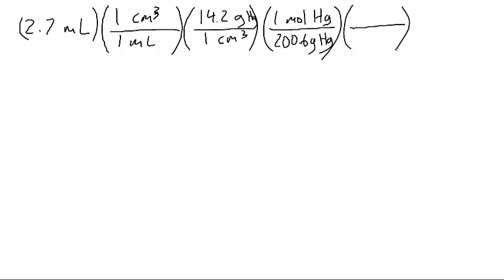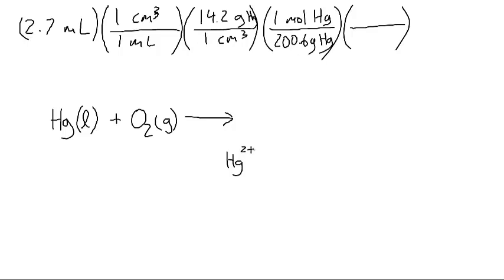All right. Now, once I have grams or moles of mercury, what do I need? I need a stoichiometric equation. I need a balanced chemical equation. So it's mercury liquid reacting with oxygen gas, making mercury 2 oxide. All right, what is mercury 2 oxide? Well, mercury 2 is going to be Hg2+. Oxide is O2-. So the formula is just going to be HgO.